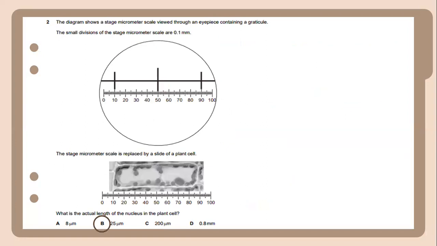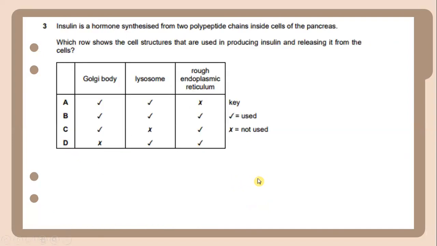The diagram shows a stage micrometer scale viewed through an eyepiece containing a reticle. The small divisions of the stage micrometer scale are 0.1 millimeter. The stage micrometer scale is replaced by a slide of a plant cell. What is the actual length of the nucleus in the plant cell? The answer will be 25 micrometer.